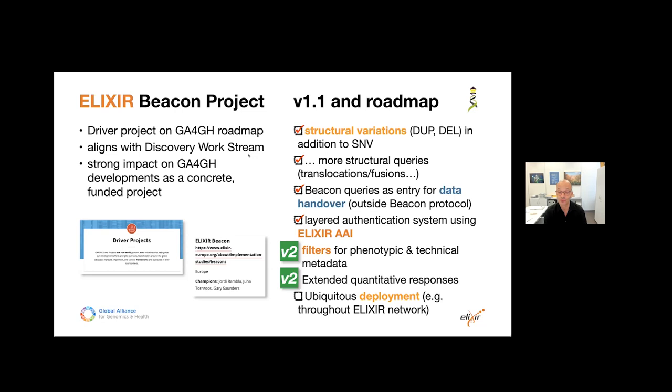The version 1.1 already included a data handover protocol, which allows data delivery from beacon queries, but outside of the beacon protocol. I will talk about this. The ELIXIR AAI was implemented. It's an open authentication system. And already there was made some groundwork for version 2 features like filters and extended quantitative responses.